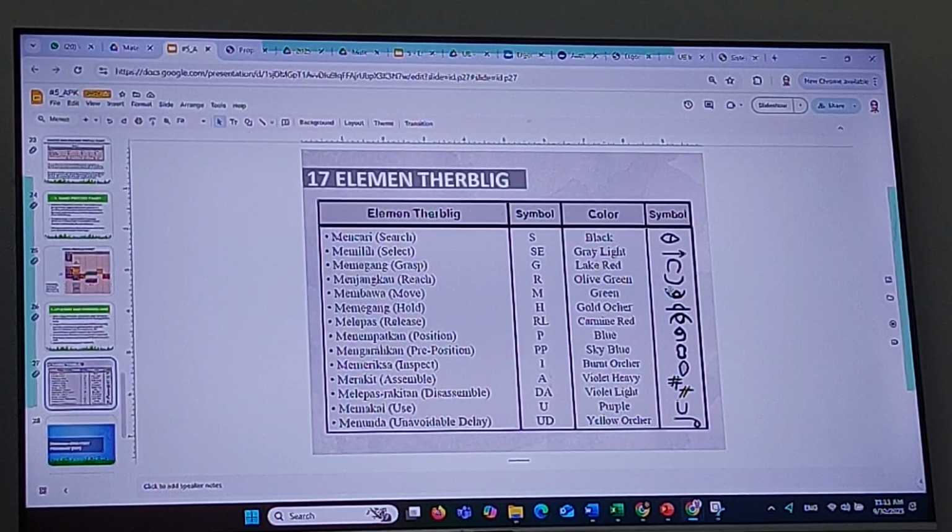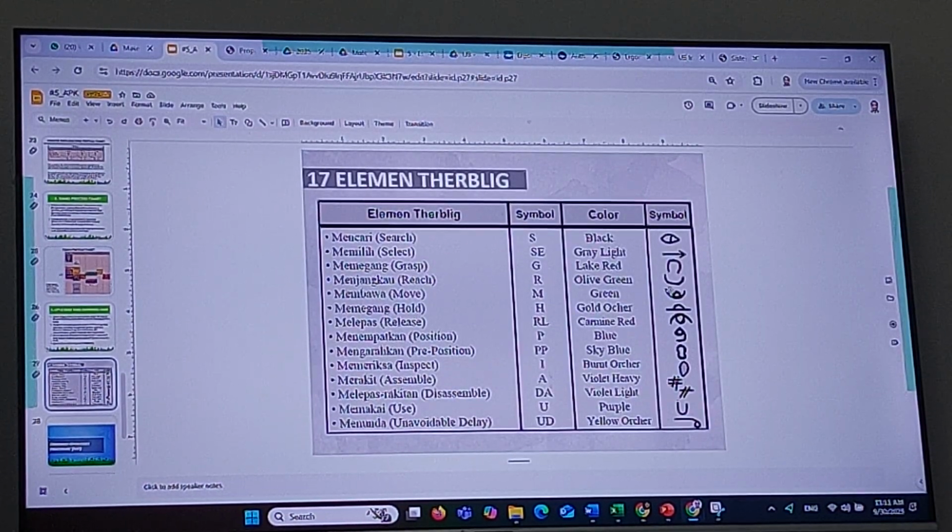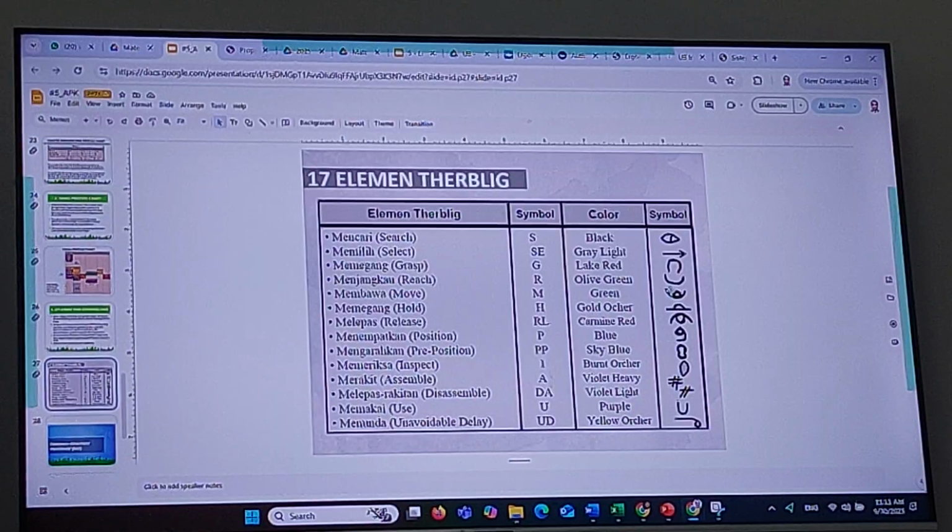Next meeting, I will continue with how to create this chart, especially for the 17 elements.